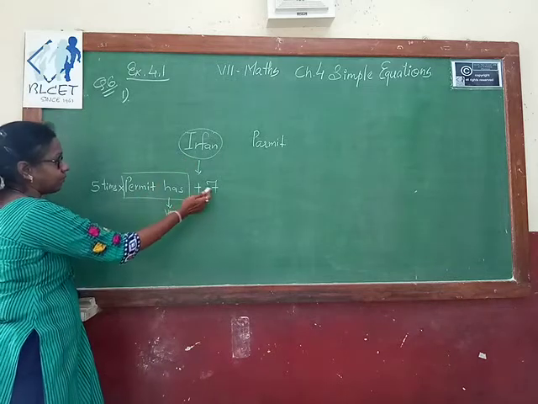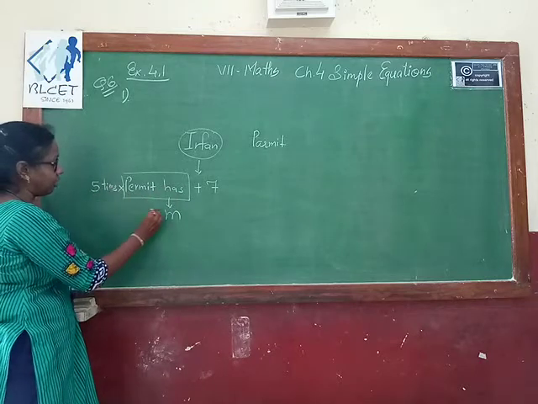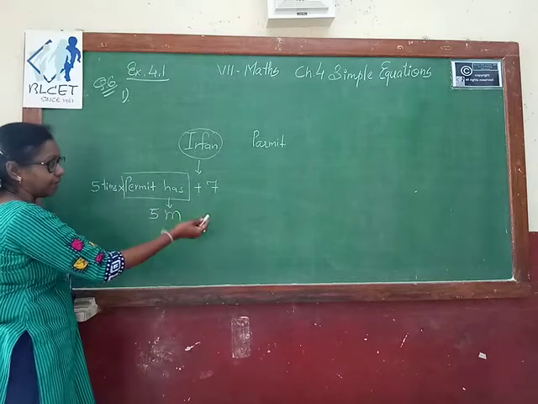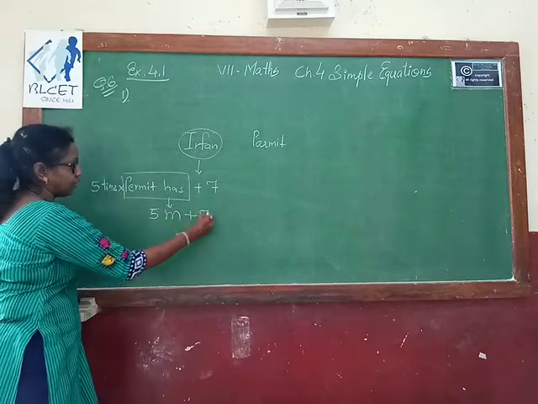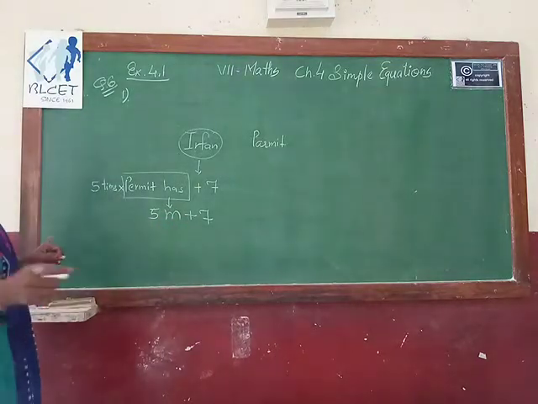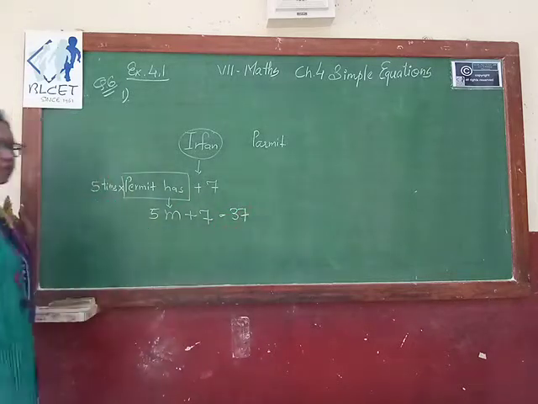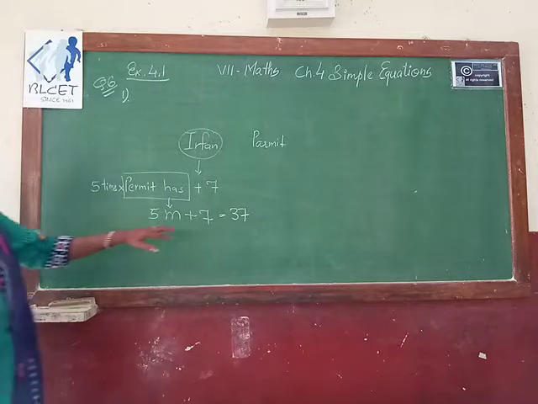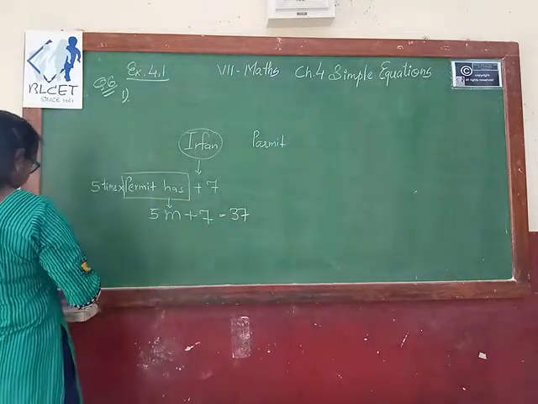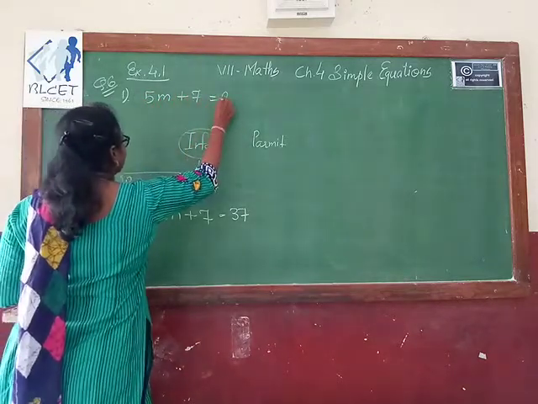Irfan has 7 more than 5 times Parmeet has. 5 times means you have to multiply by 5. 5 times whatever marbles Parmeet has, plus 7 more. So this is your equation: 5n plus 7. Now in the question itself it is mentioned that Irfan has 37 marbles. So what is our equation? 5n plus 7 is equal to 37.